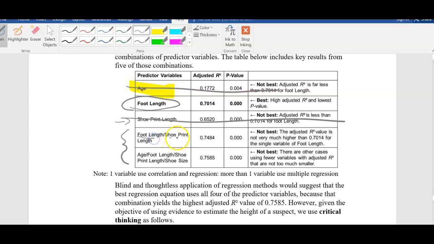If I do the foot length and the shoe print length, it is larger than this, but by only 0.04. That's only 0.04 better. That's not enough for me to include 2 variables. When you do all 3, this is absolutely the best, but it's only 0.05 better than this one. That's also not enough for me to include that many variables to calculate my thing. So this time, a multiple regression is not okay. We want to do a single regression, just a y equals x line, because it gives us a better value.